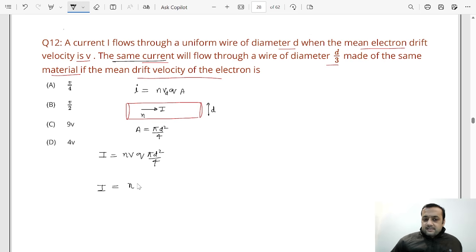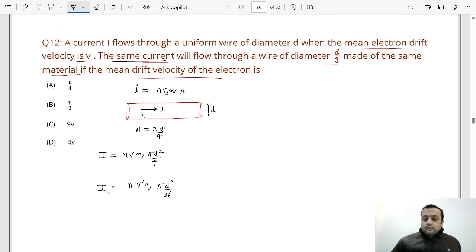Drift speed, let's say, becomes v dash, which is what we have to calculate. Charge on the electron will remain the same. The diameter has become d by 3, so area will become pi into half of diameter square. So if diameter is d by 3, the radius will be d by 6, so you'll have to square d by 6, so it will become 36, right? D by 6 square is d square by 36.